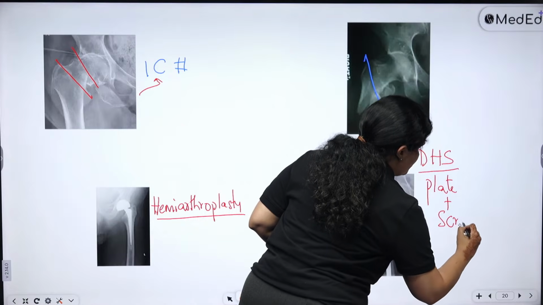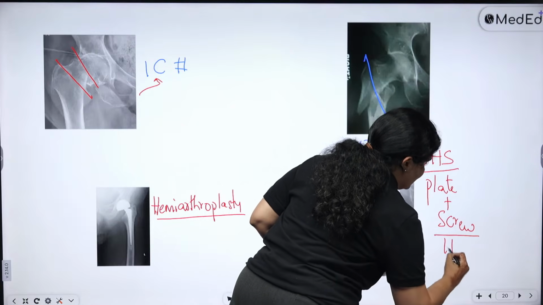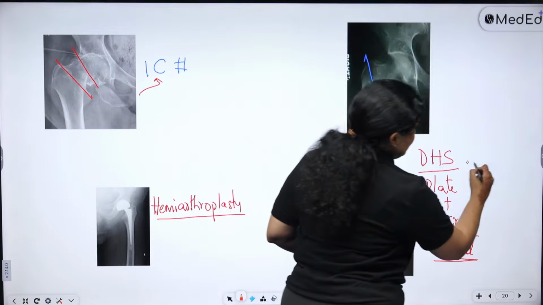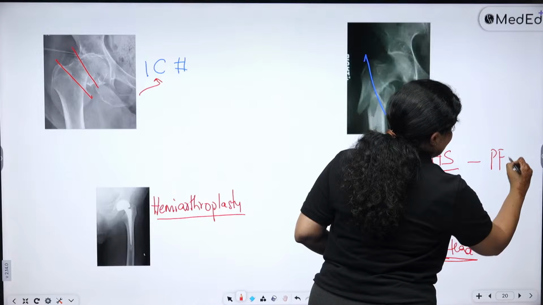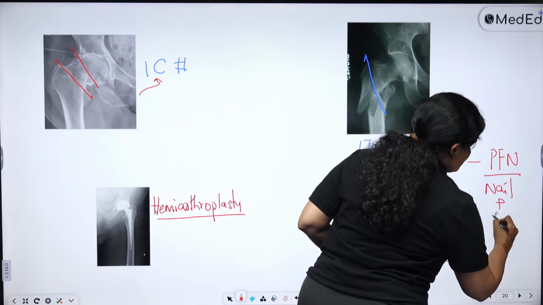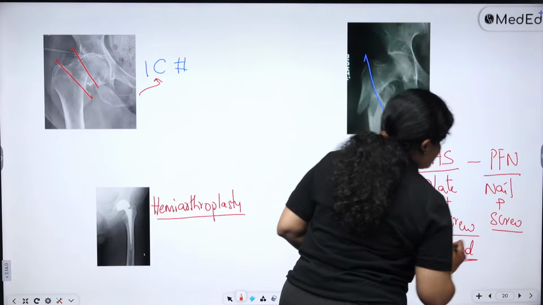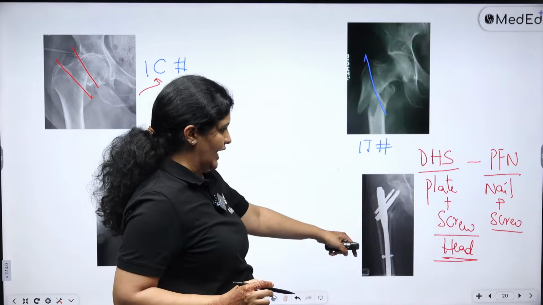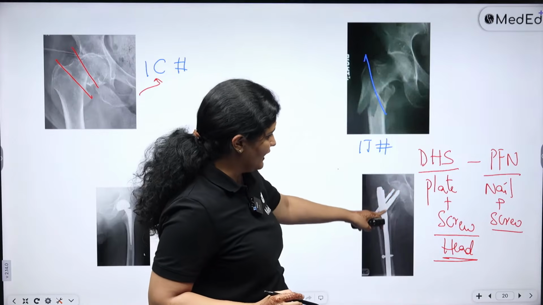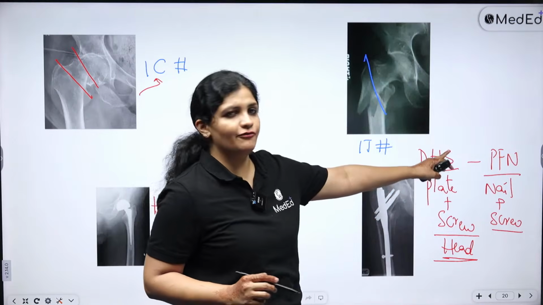So where will the screw be? The screw will be in the head. That you have to look for. Similarly, PFN. So PFN is nothing but a nail with a screw. So when you see a nail with a screw, the screw is in the head of the femur. So this is maintaining your neck shaft angle. So here you see the screws which are into the head, right? And a nail into the canal. So this is a proximal femoral nail.